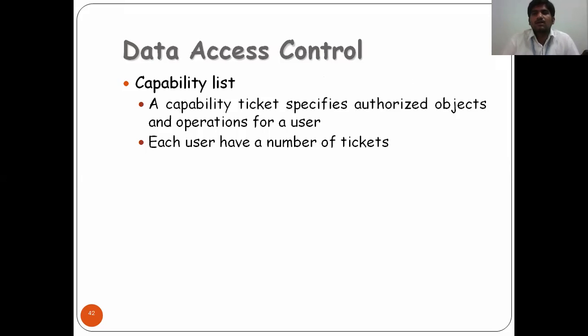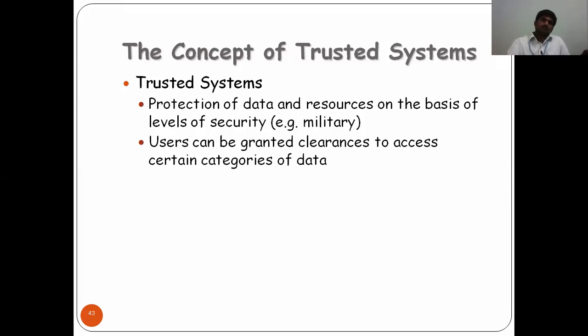So he can write and execute on the program, and he can read and write the segment E. In process two, he can read only segment E. So each user has a number of tickets. Each user can do two or more operations. How many operations can you do?